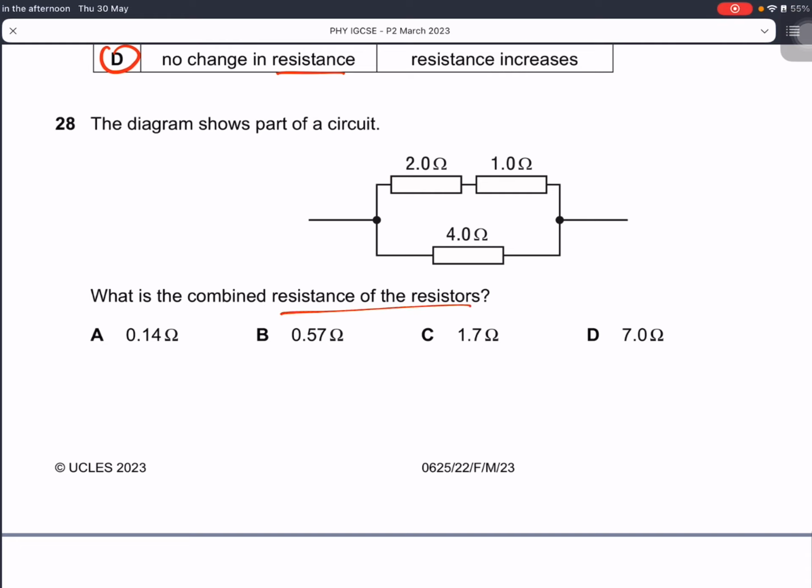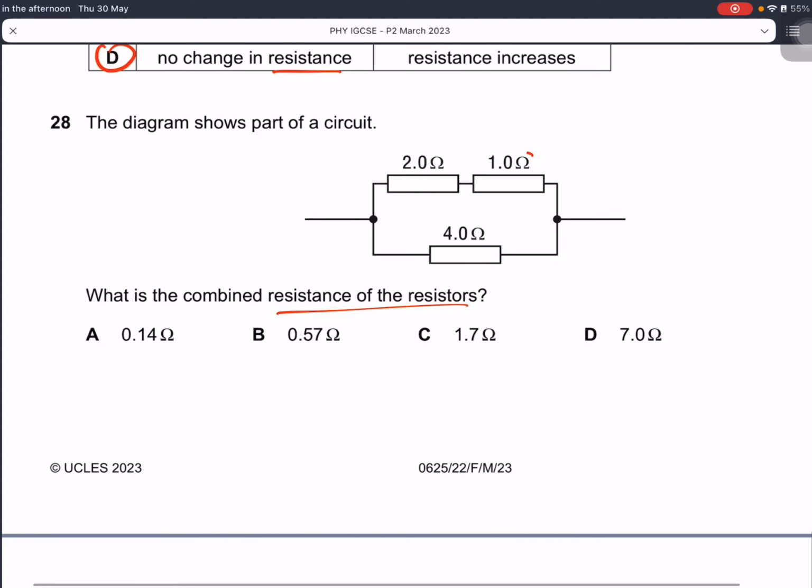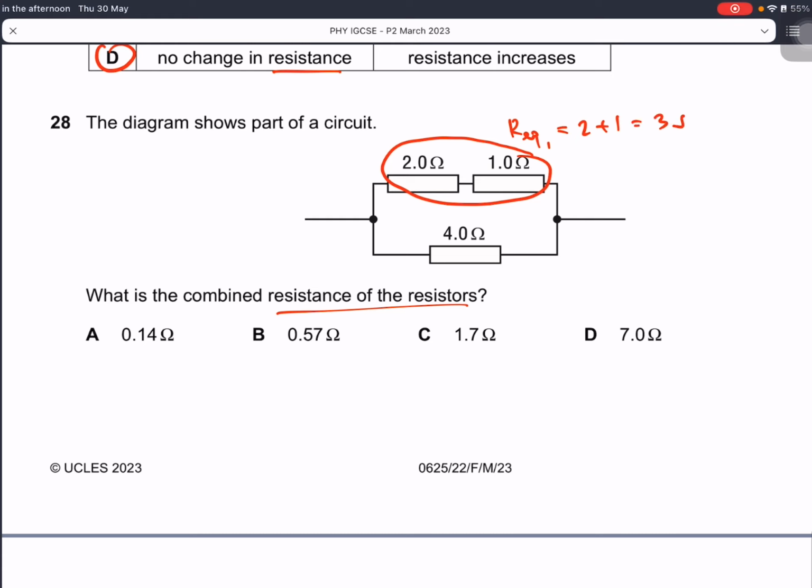Well, we'll go with the easy one, the series. We'll combine them first. How are we going to combine them? They are in series, so it's simply equivalent to R1 plus R2, which is 2 plus 1, 3 ohm.